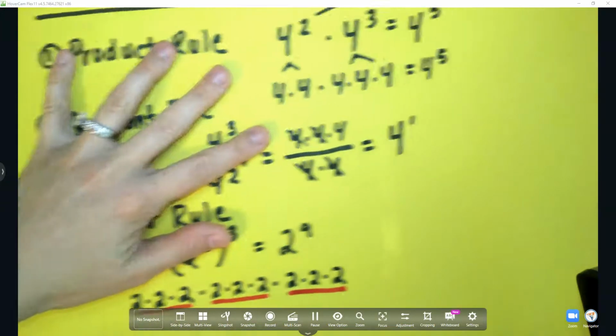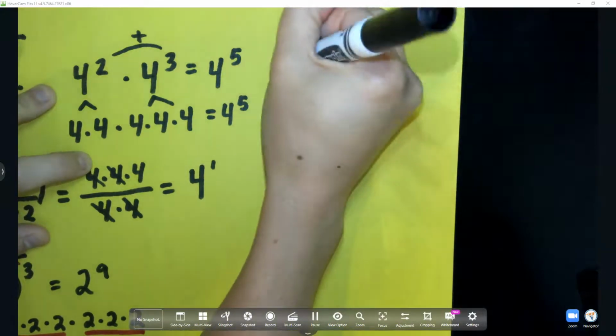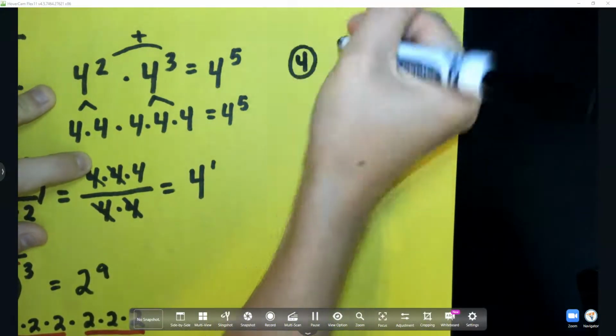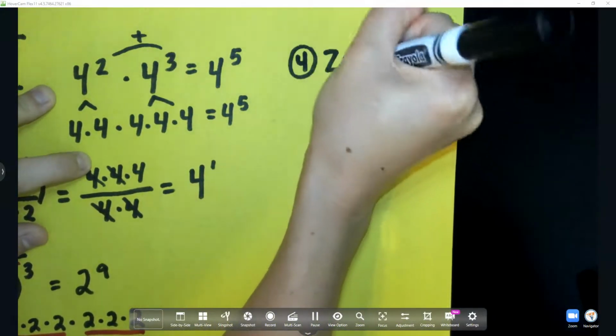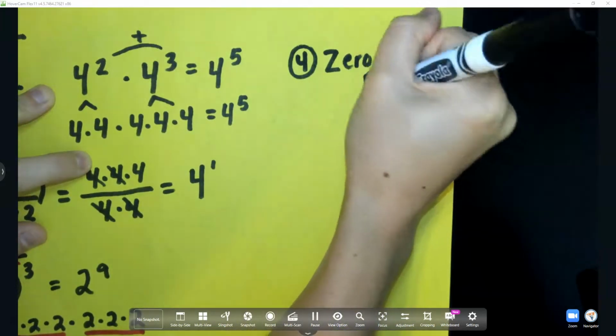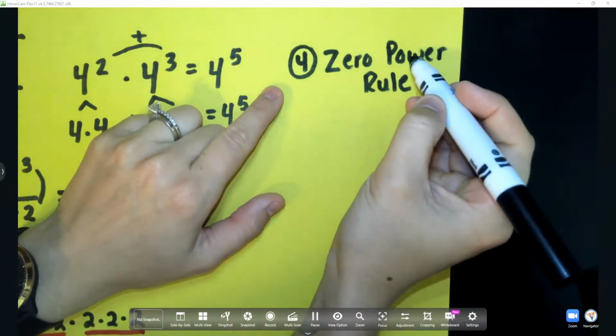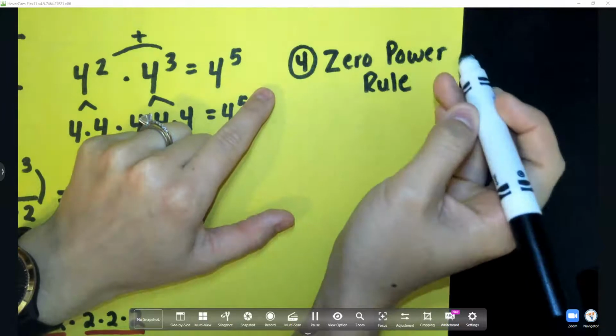Okay? I'm going to move over here to review our fourth exponent rule that we've talked about, and that's the zero power rule. Now remember, like we talked about yesterday, sometimes it might be referred to as the zero exponent rule or the zero power exponent rule.